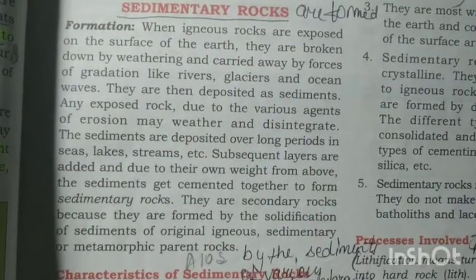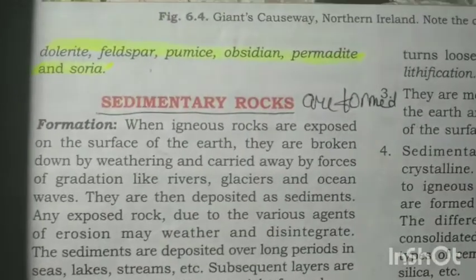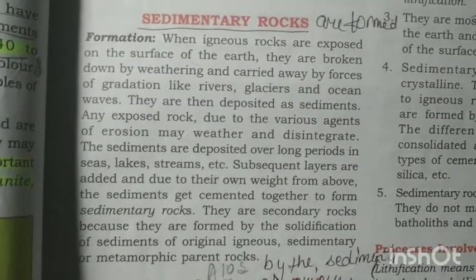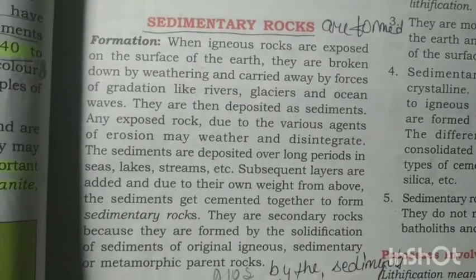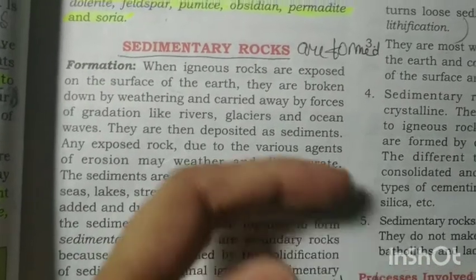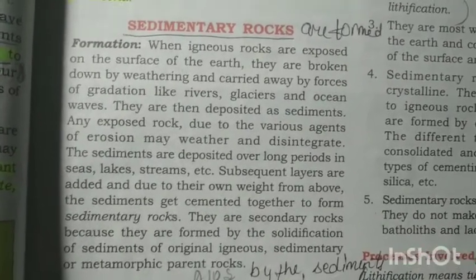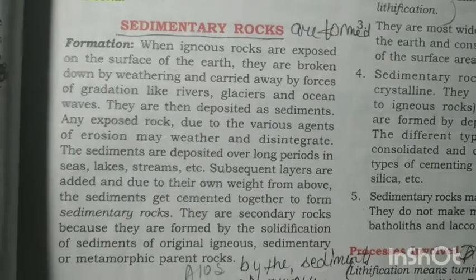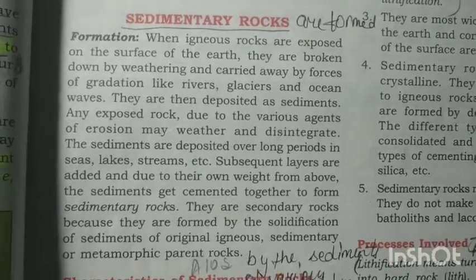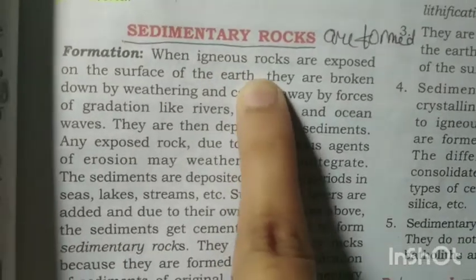When the igneous rocks are exposed to the atmosphere, they are broken down because of physical weathering, and they're carried by rivers or glaciers, and then they are deposited. Then as the sediments get layered on each other, because of the heavy weight of the sediments, they get compacted, cemented, and they form sedimentary rocks. And sedimentary rocks can also include the dead remains of plants and animals.